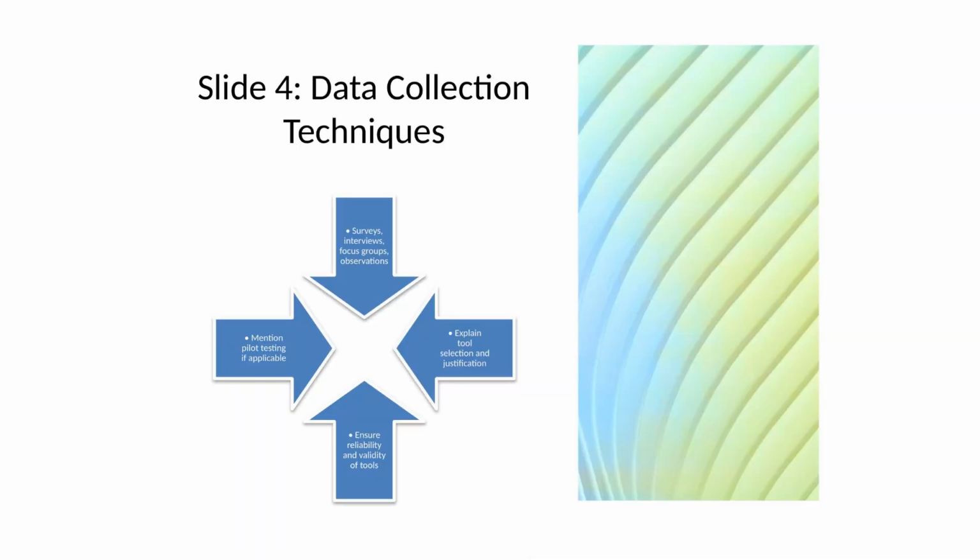Choosing and justifying your data collection method is a vital part of your methodology. Common techniques include surveys for quant, interviews and focus groups for qual, and observations for behavioral research. Clearly state what tool you are using and why. For example, surveys may allow you to reach a wider audience, while interviews may offer richer, in-depth insights. If your study involves both methods, explain how each contributes to the findings. Make sure to discuss reliability, how consistent the tool is, and validity, whether it actually measures what it intends to.